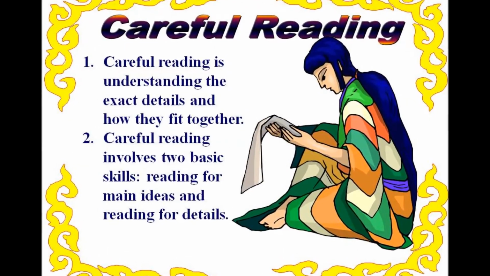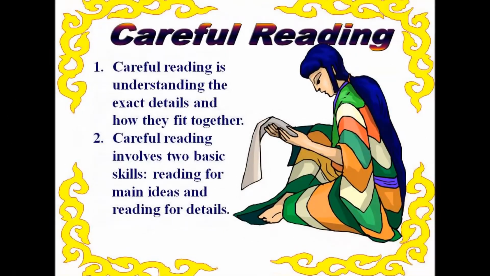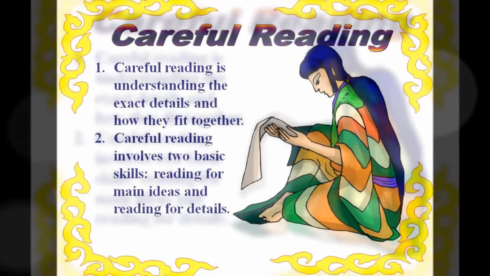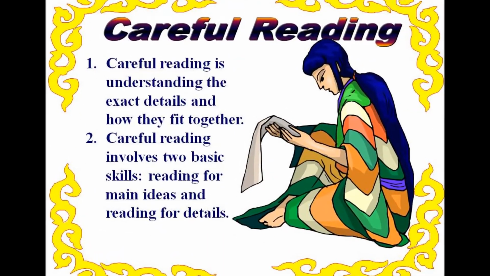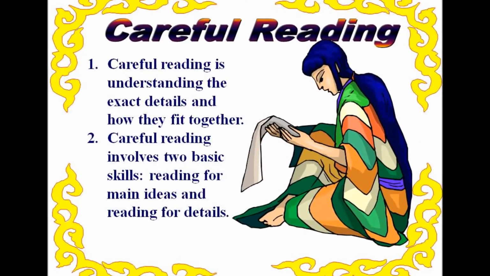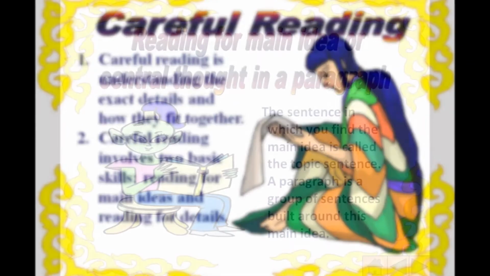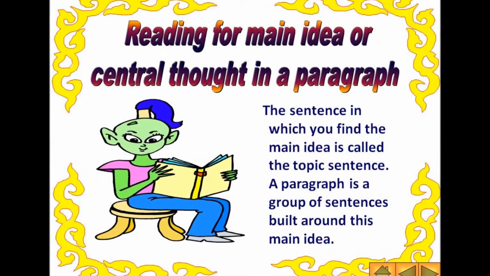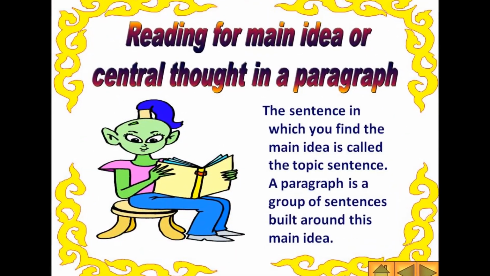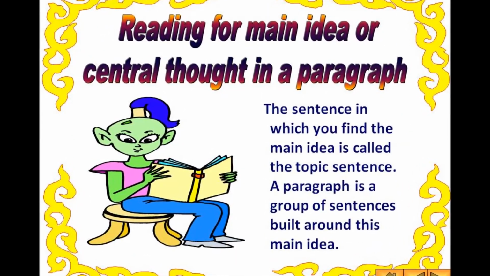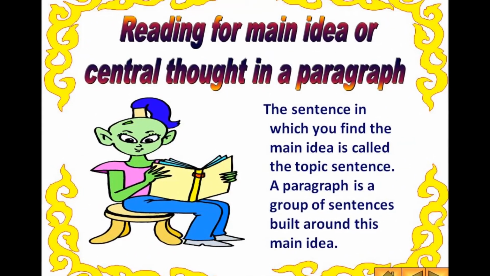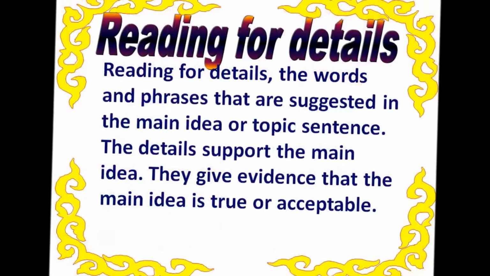The other styles are careful reading. Careful reading is understanding the exact details and how they fit together. Careful reading involves two basic skills: reading for main ideas, reading for details. When we read for main idea or central thought in a paragraph, the sentence in which you find the main idea is called the topic sentence. A paragraph is a group of sentences built around this main idea.